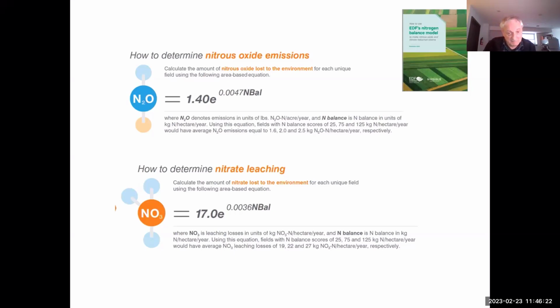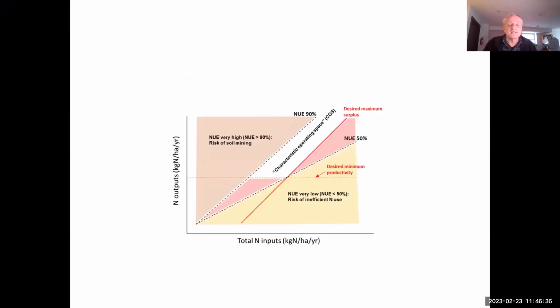And a bonus is that they can also calculate the amount of leaching that takes place in their system. We need to test this. And why do we need leaching? Well, of course, it's important in its own right, but there is a leaching emission factor for nitrous oxide. To put it together, this is kind of what it looks like graphically. This top triangle here is where nitrogen use efficiency is above 90%, probably the soil is being mined.